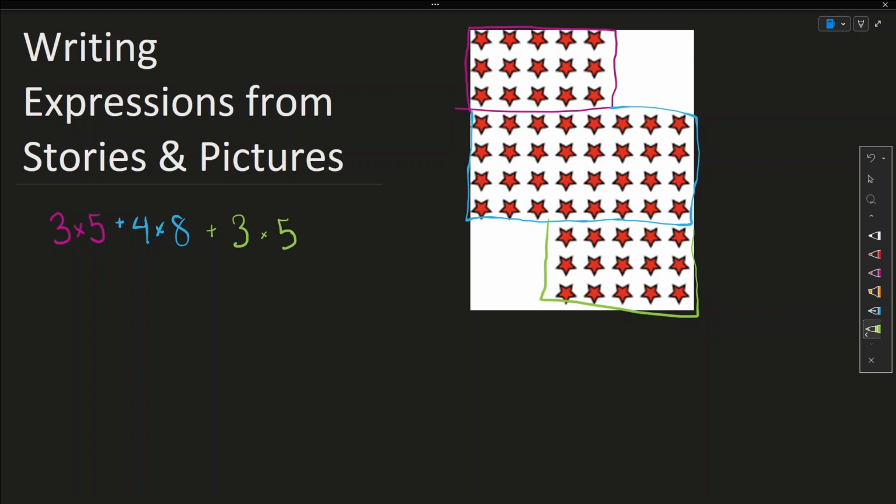This expression describes the design in 3 sections: 3 rows of 5, 4 rows of 8, 3 more rows of 5. We could also combine the 2 groups of 3 rows. So we could say that there are 2 groups that are each 3 by 5, plus an additional group that's 4 times 8. This is another expression for the same total number of stars.